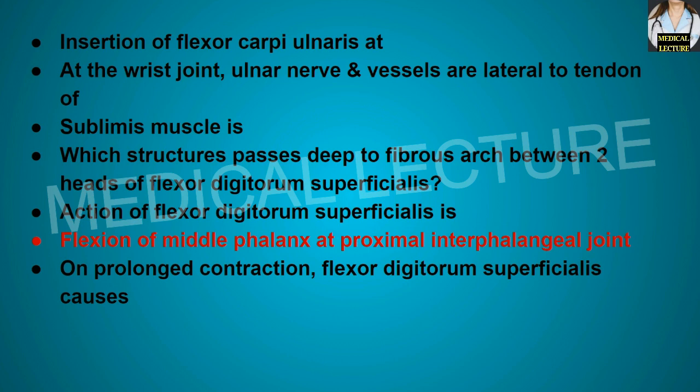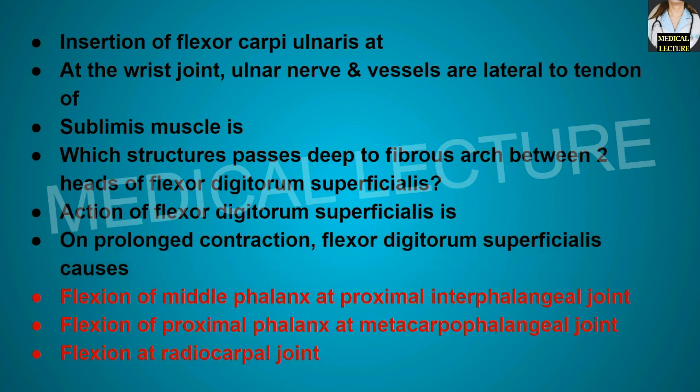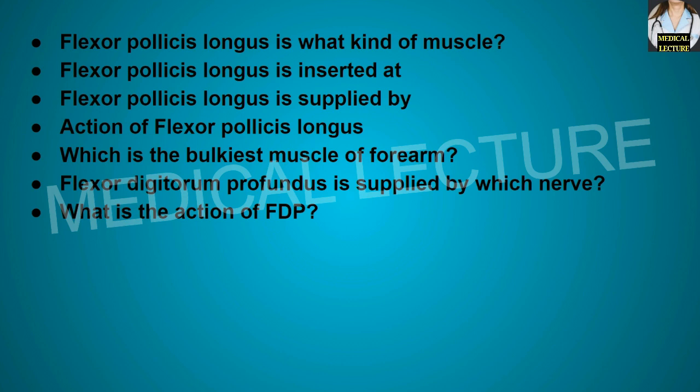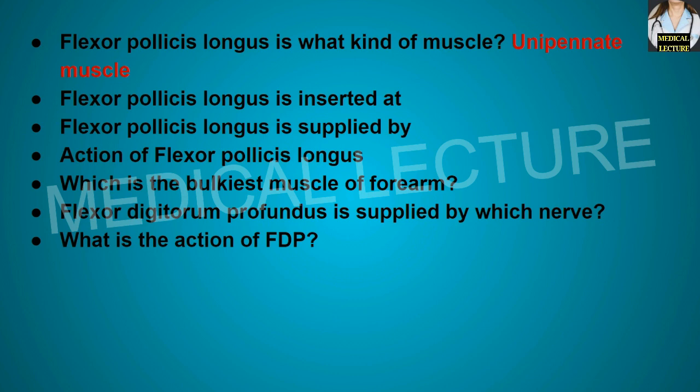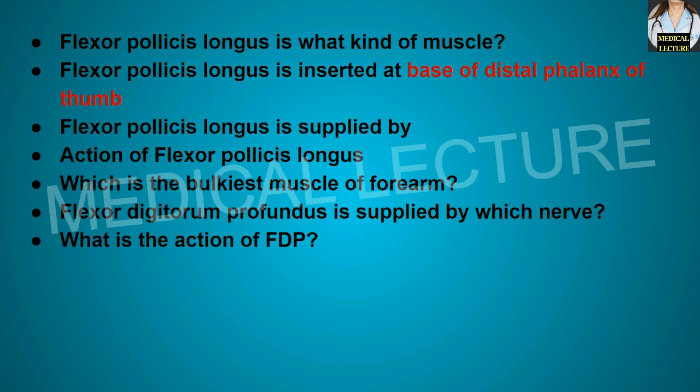On prolonged contraction, FDS muscle causes flexion of the middle phalanx at the proximal interphalangeal joint, flexion of the proximal phalanx at the metacarpophalangeal joint, and also flexion at the radiocarpal joint. Flexor pollicis longus is what kind of muscle? It is a unipennate muscle. Flexor pollicis longus is inserted at the base of the distal phalanx of the thumb.